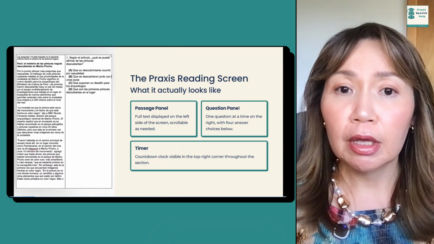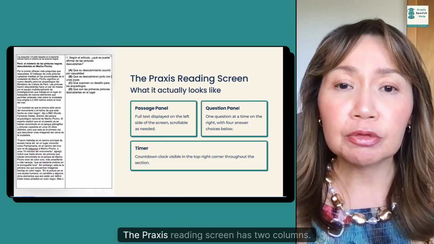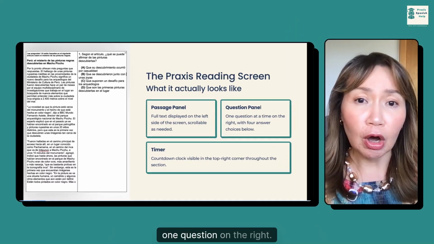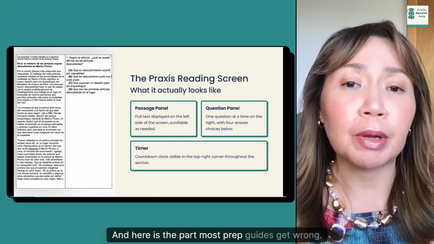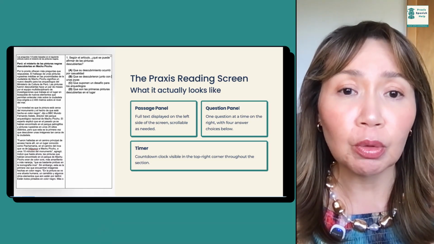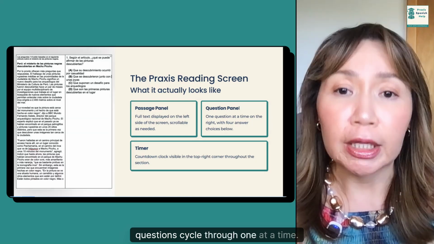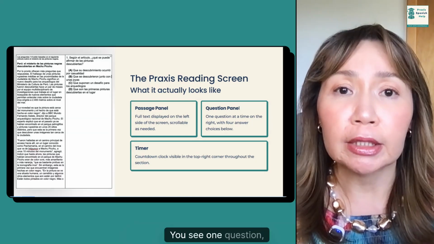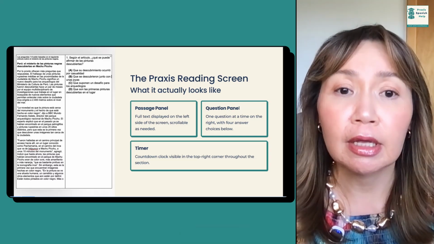Before we start, the UI matters. The Praxis reading screen has 2 columns, passage on the left, 1 question on the right. And here is the part most prep guides get wrong. The same passage stays put while 6 different questions cycle through, one at a time. You do not see a question set up front. You see 1 question, then the next, then the next.